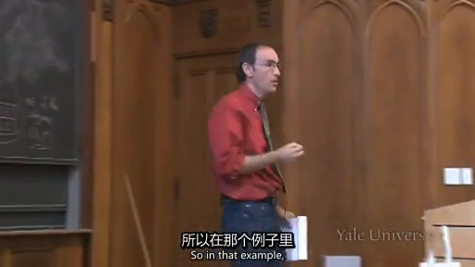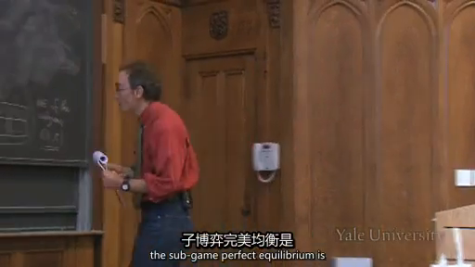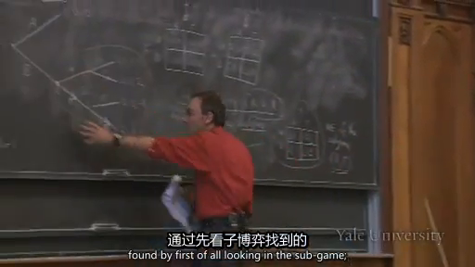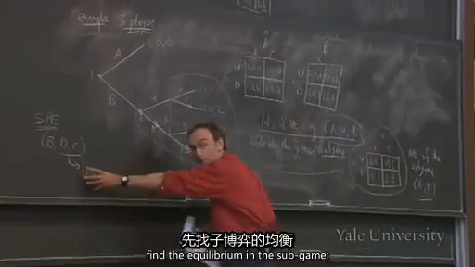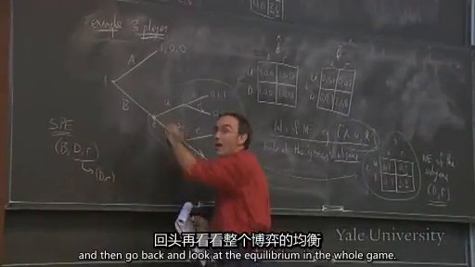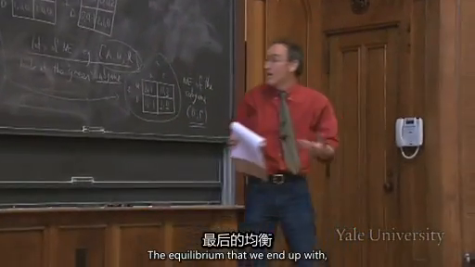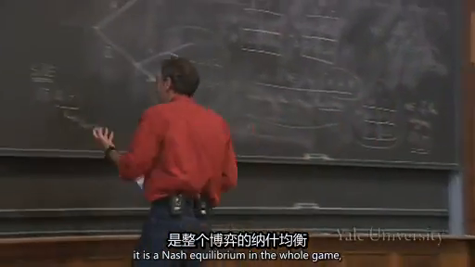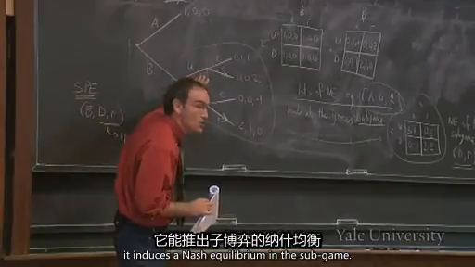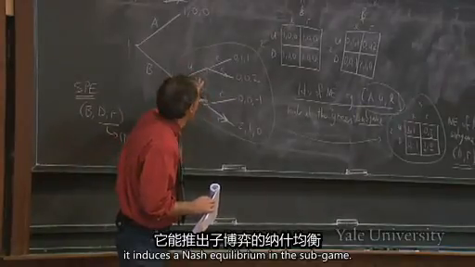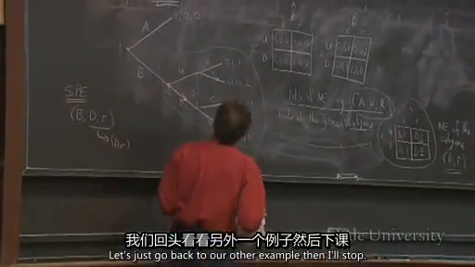All right, so in that example, the subgame perfect equilibrium is found by first of all looking in the subgame, finding the equilibrium in the subgame, and then going back and looking at the equilibrium in the whole game. The equilibrium we end up with is a Nash equilibrium in the whole game, but more importantly, it induces a Nash equilibrium in the subgame. Let's just go back to our other example, then I'll stop.